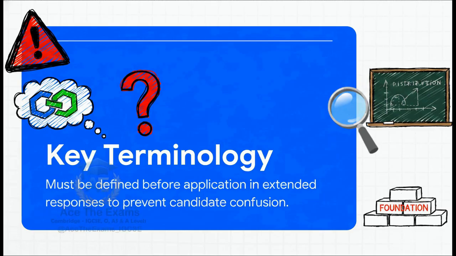Why? Because straight from the principal examiner reports, we see the recurring disaster Alex makes: jumping into complex mathematics without defining his baseline variables. He consistently confuses key terminology. You simply cannot apply a mathematical concept to a client's problem if you haven't defined it first. In an extended response, establishing your mathematical definitions right out of the gate is non-negotiable. It proves to the examiner that your foundation is rock solid before you even touch a calculator.